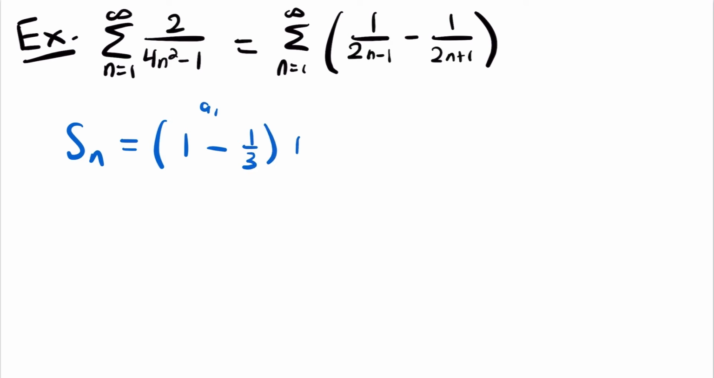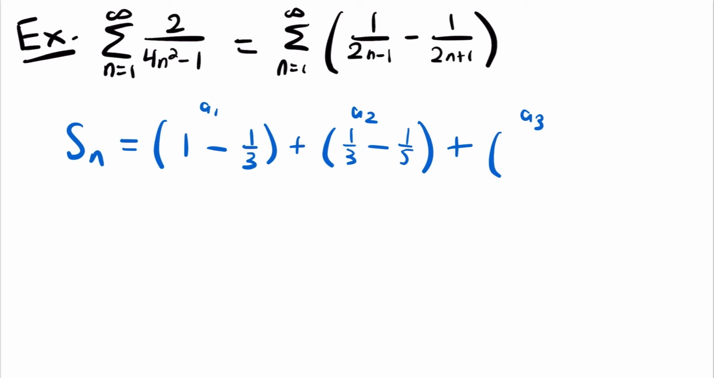Then we'll move on to our next term, a sub 2. And so if n is equal to 2, we have 1 divided by 2 times 2, which is 4, minus 1, which is 3. So we have 1/3. So I'll write down 1/3, minus 1 divided by 2 times 2, which is 4, plus 1, which is 5. So we have negative 1/5. So I'll write 1/5.